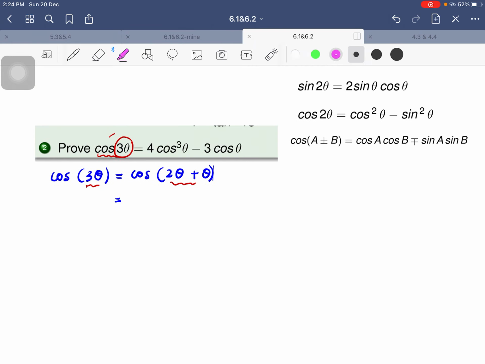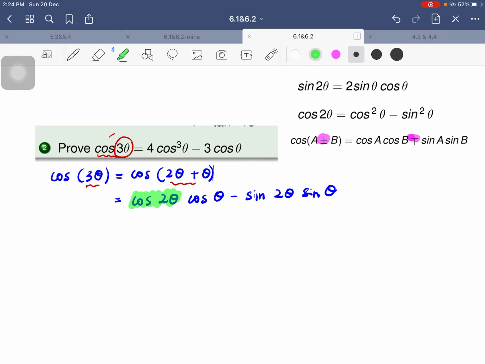Now that I have it in the form of cos of 2 theta plus theta, I'm going to apply the addition formula for cos. I know that cos of A plus B is equivalent to cos A cos B minus sin A sin B. What is my A? That will be 2 theta, and my B is theta. So let's apply the formula. I'm going to have cos of 2 theta cos theta minus sine of 2 theta sine theta. Okay, that is what I got from applying that.